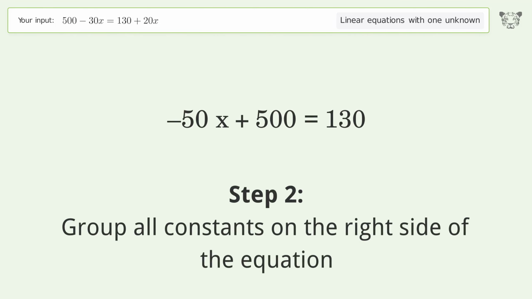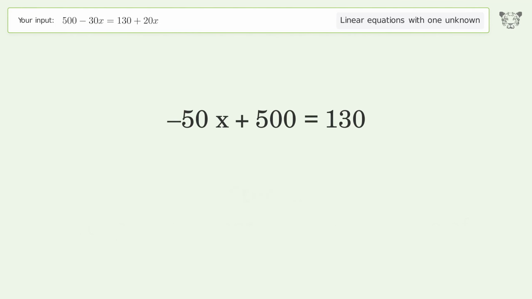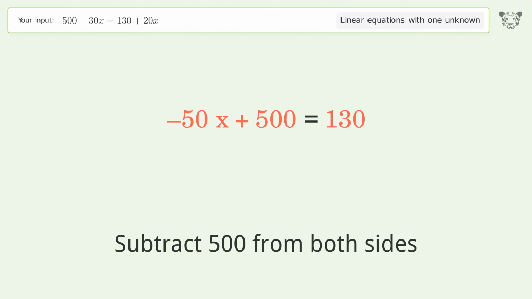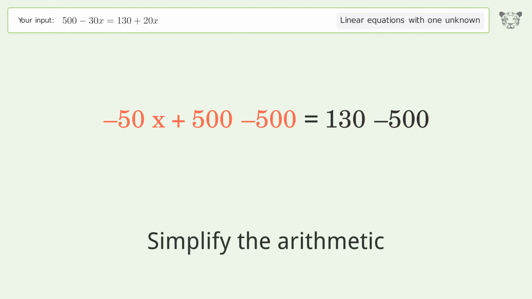Group all constants on the right side of the equation. Subtract 500 from both sides. Simplify the arithmetic.